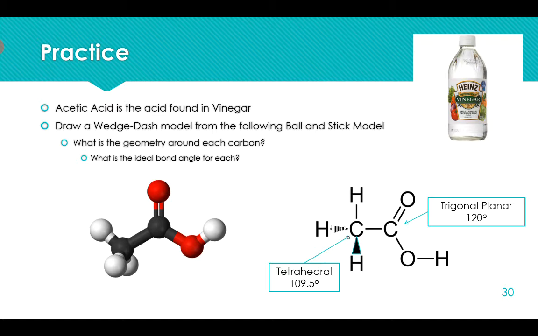So this carbon here has 1, 2, 3, 4 electron groups, which makes it tetrahedral. And that means that its bond angle is 109.5. This carbon has 1, 2, 3 electron groups around it, and so it's trigonal planar, which gives it a 120-degree bond angle.